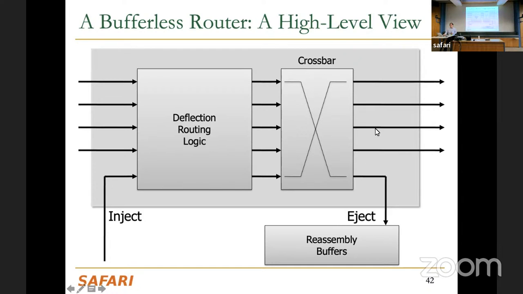There are four output ports, as you can see, four neighbors, and then there's a local node. So somebody can send a message to the local node. This is where you eject. And once you eject, you need to buffer the packet in the reassembly buffers, where each flit waits for all of the other flits corresponding to the same packet to come. And after that time, you basically serve it to the processor or whatever, right?